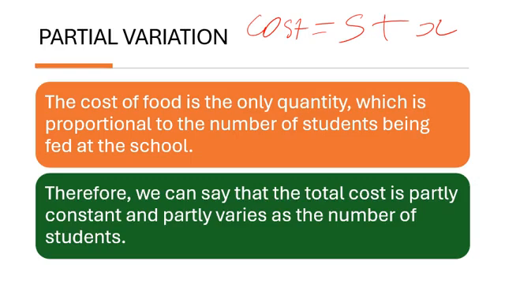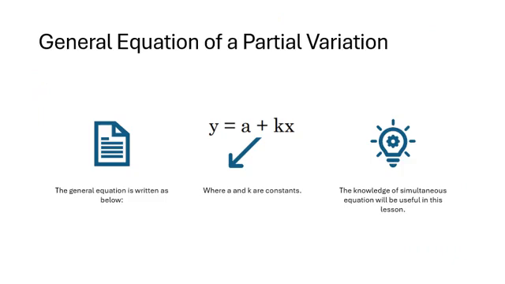Okay, let's say maybe we put a constant there. It's partly constant, and partly varies in relation to the number of students. I think we'll understand more when we look at an example. So the general equation: you can have y is equal to a plus constant k.